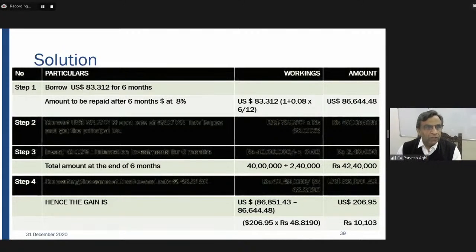So the arbitragers will keep doing it as long as they make money, until the dollar appreciates to its fullest extent of 4%. Okay, so till the time the dollar appreciates by 4%, this activity in the market will be happening.